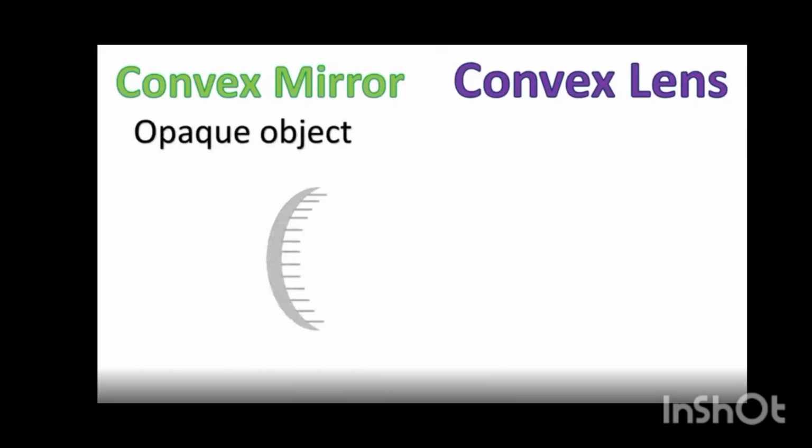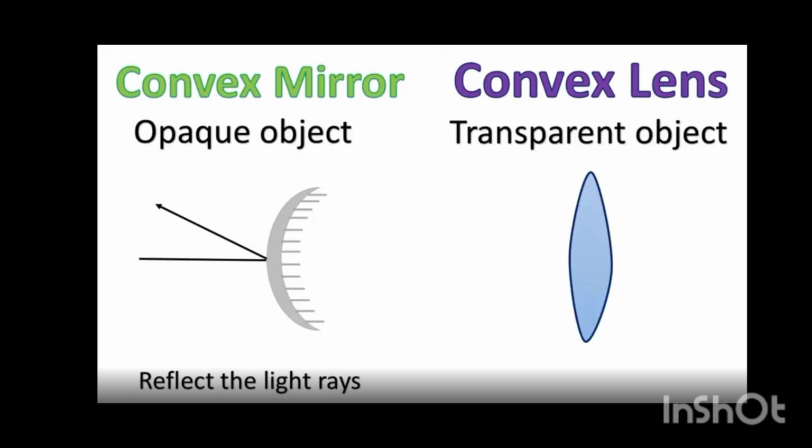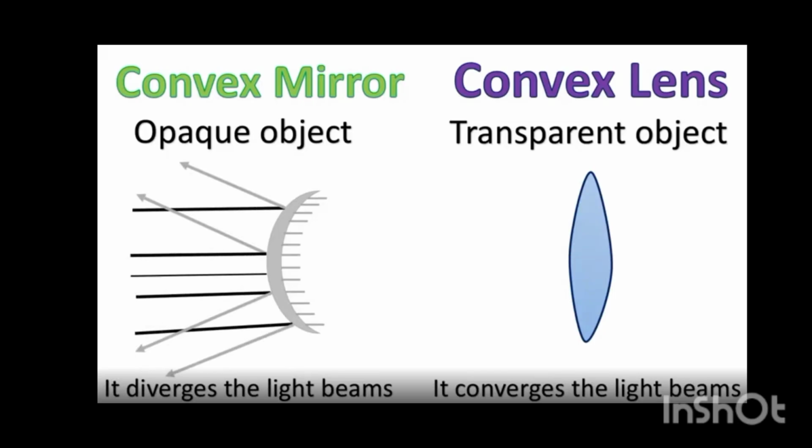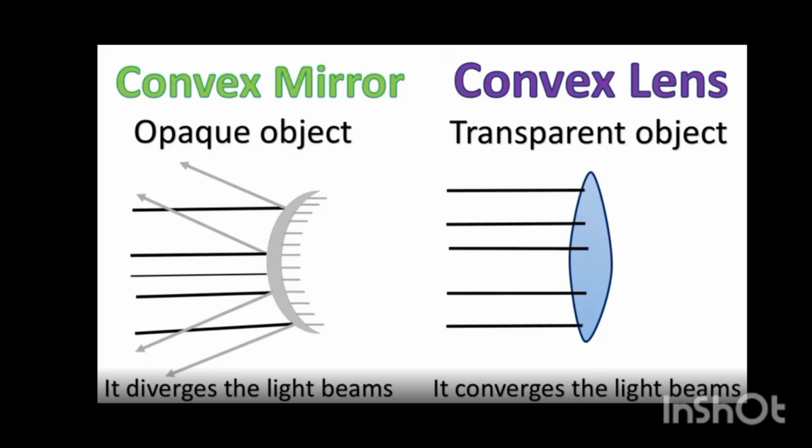Speaking about convex mirror, it is an opaque object and light cannot pass through it. And when light rays fall on a convex mirror, it reflects back to the same side. But convex lens is a transparent object and light can pass through it. When light rays fall on the convex mirror, then the beams diverge. But in convex lens, light beams pass to the other side and converge, focusing at a particular point.